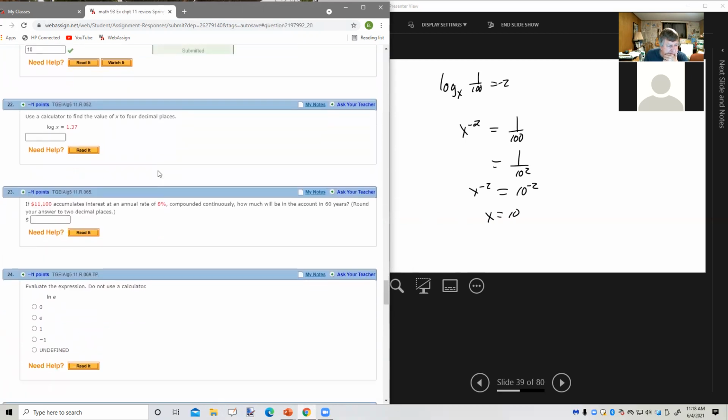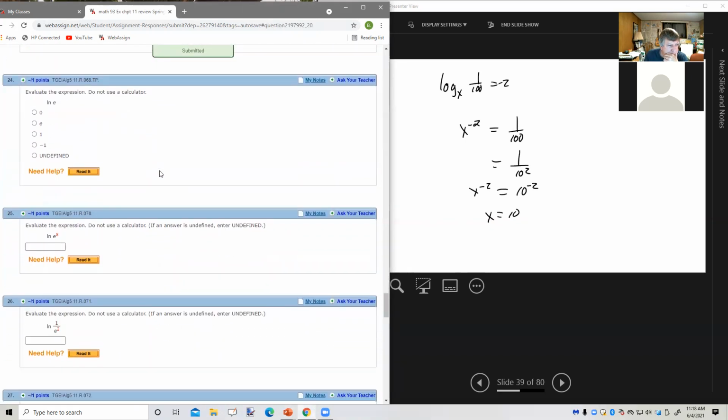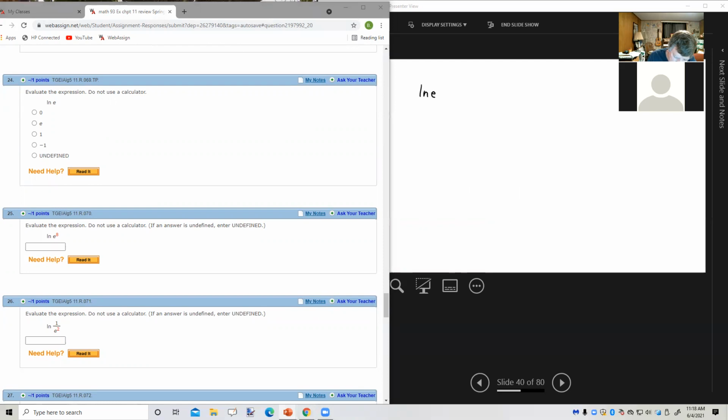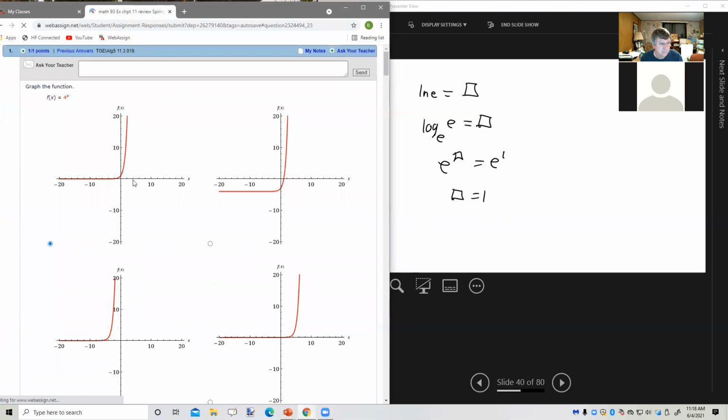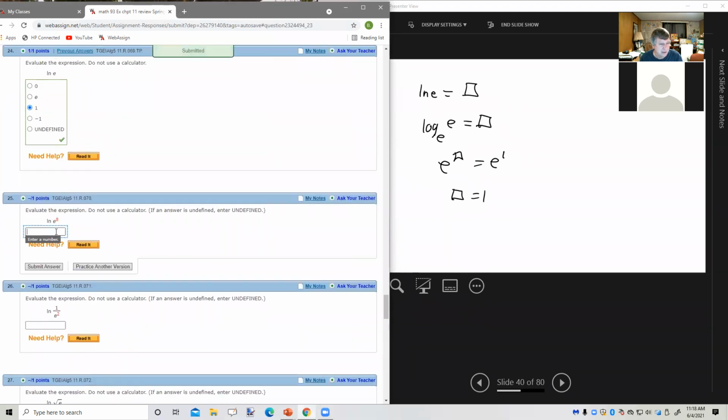How about 24? The natural log of e. Evaluate that without a calculator. Well, that's equal to some unknown I'm going to call box. But natural log is log base e. So I've got log base e of e equals box. Changing it to exponential form, e to the box equals e. Well, e has an implied exponent of 1, so the box equals 1. So by the same token, what's this going to be? It's going to be 8.